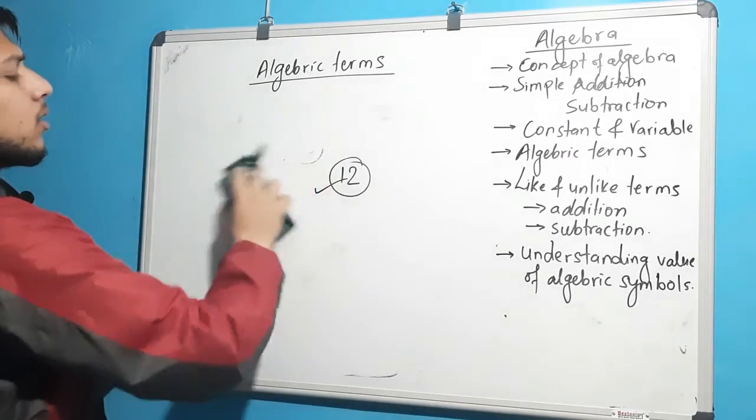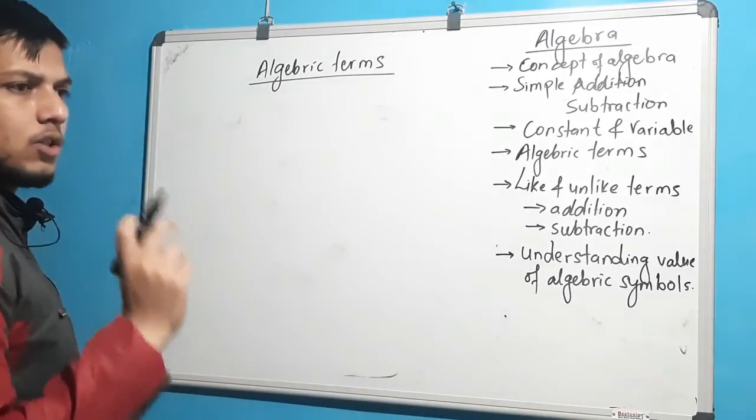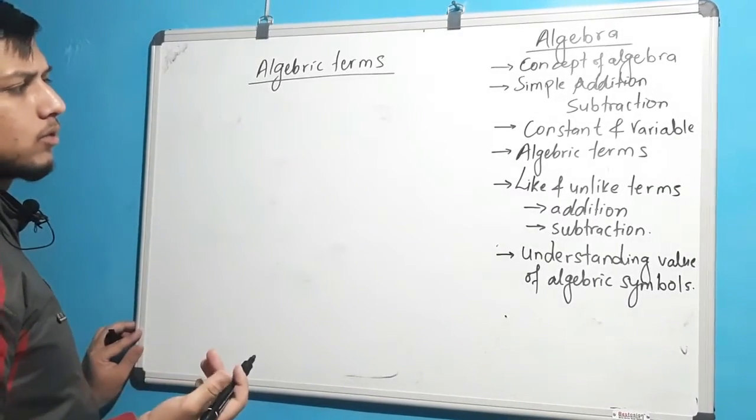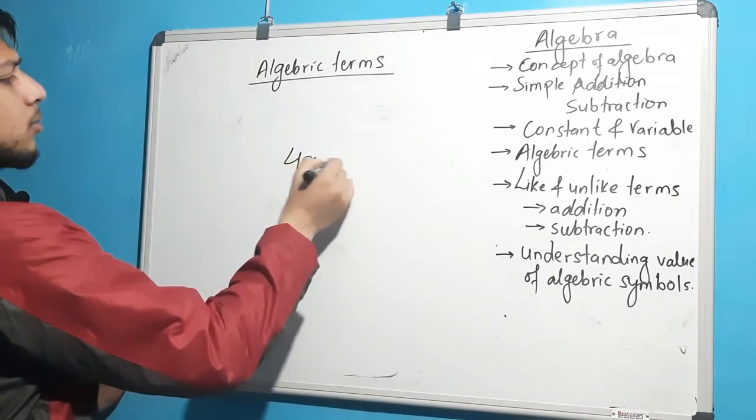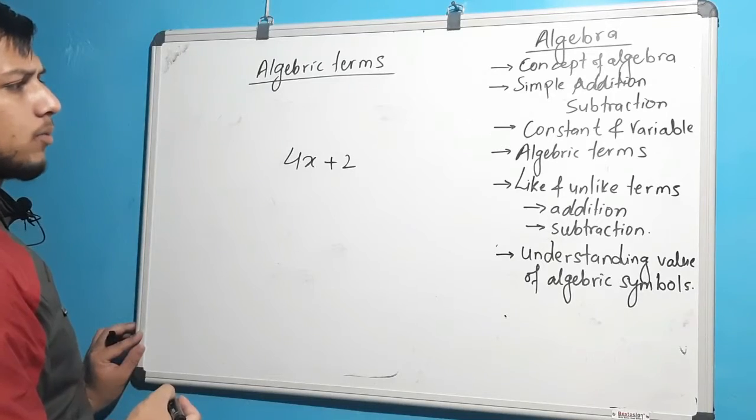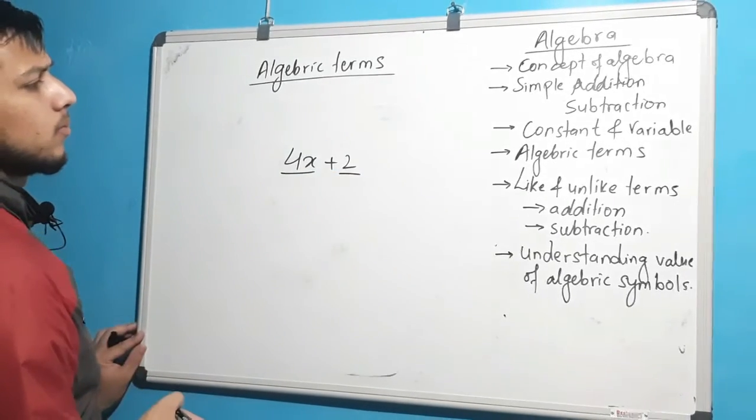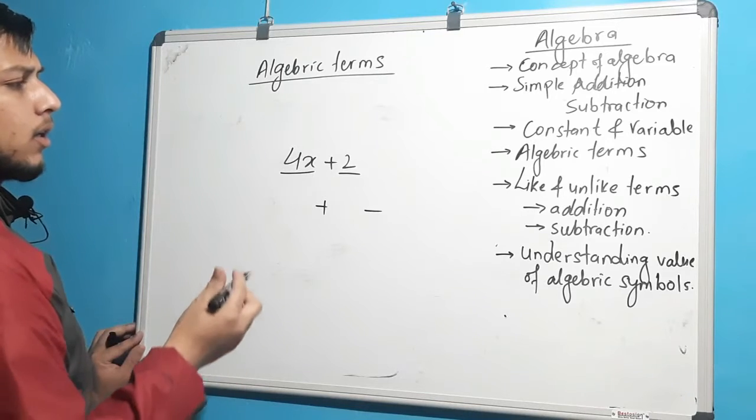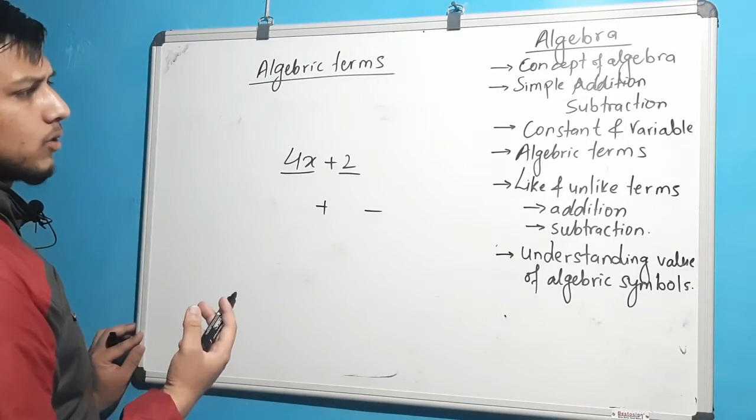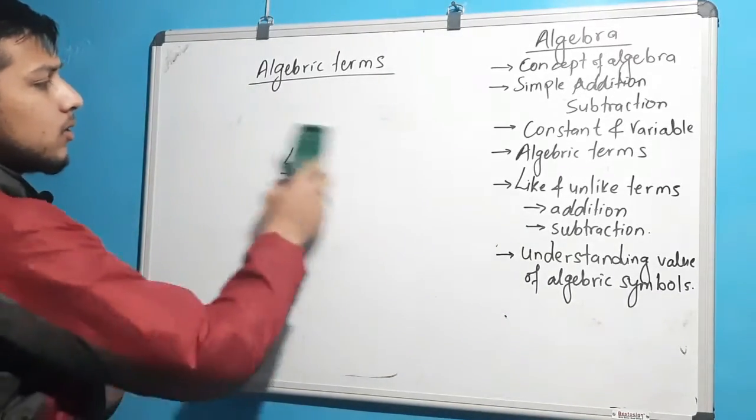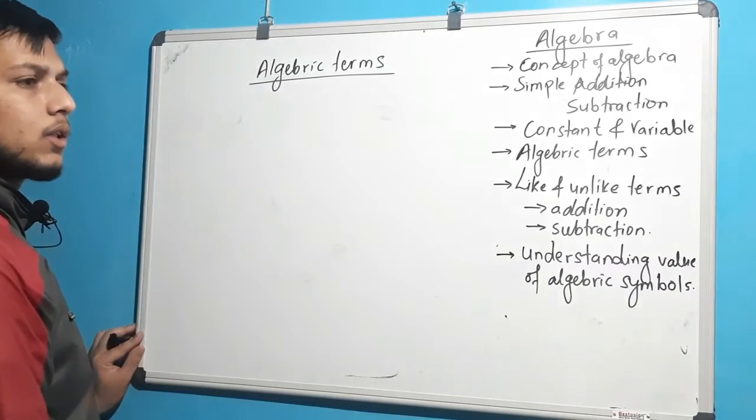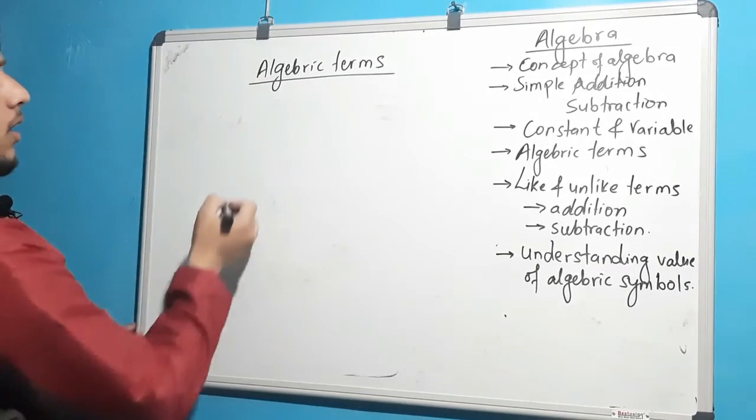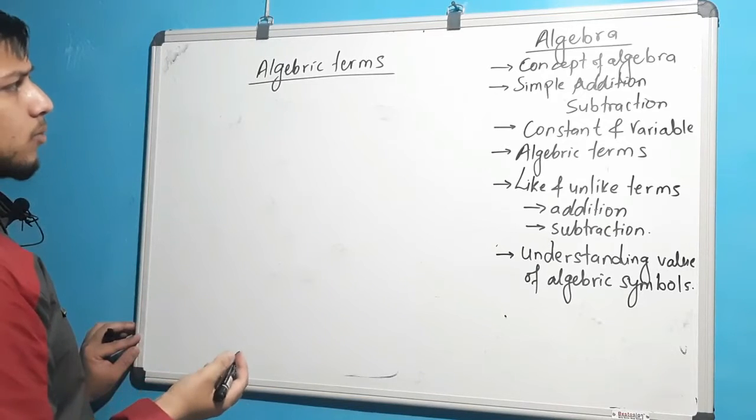So if the symbol is constant, the term is constant; if the symbol is variable, the term is also variable. First see here 4x plus 2. In this type, there are two terms. This is the first term and this is the second term. Terms are the symbols or characters separated by plus or minus or different operators.